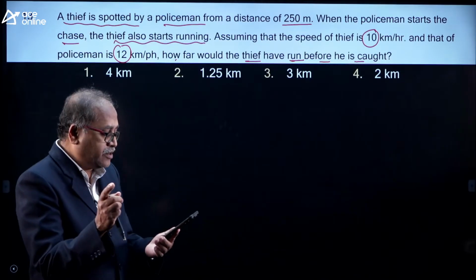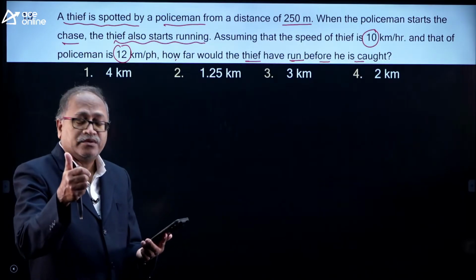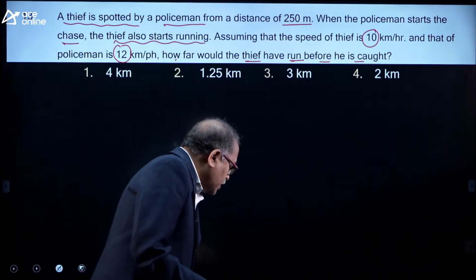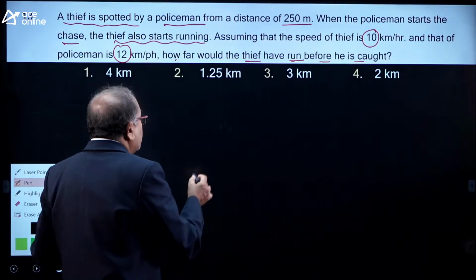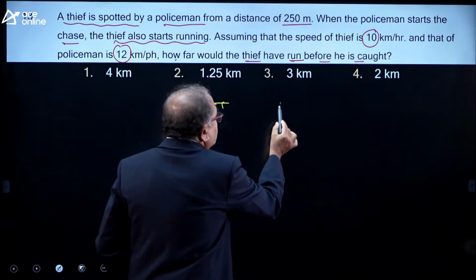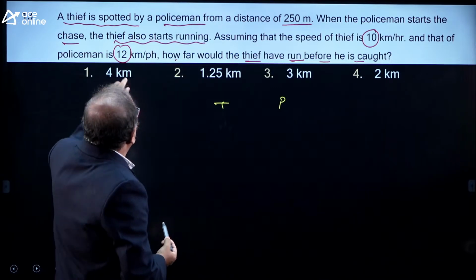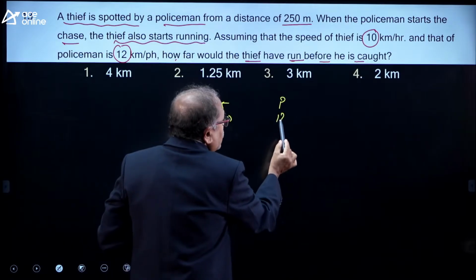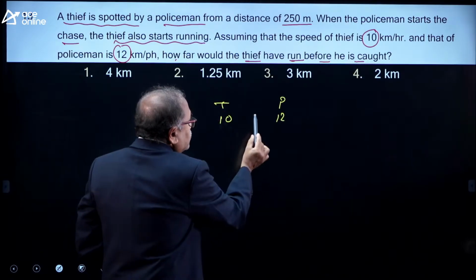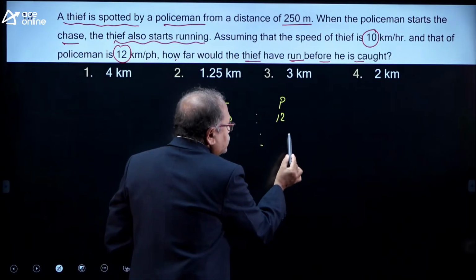Sheikh has said 1.25. Oh, that's great. Your time is up. And Mr. Sheikh, did you apply this method? What is the speed of the thief and what is the speed of the police? The speed of the thief is 10 km per hour, the police is 12 km per hour. What is the speed ratio? The speed ratio is 5:6.